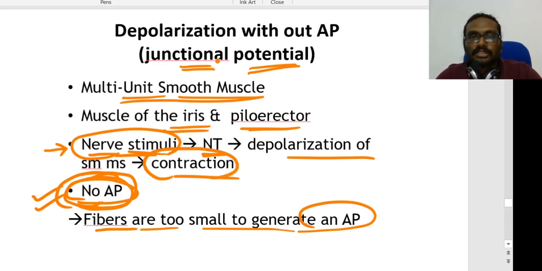Those are what we call junctional potentials. And they are capable of depolarizing the muscles and causing contraction.